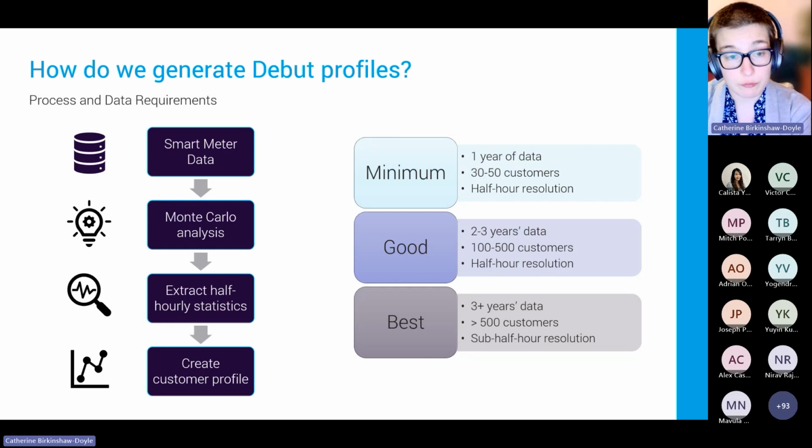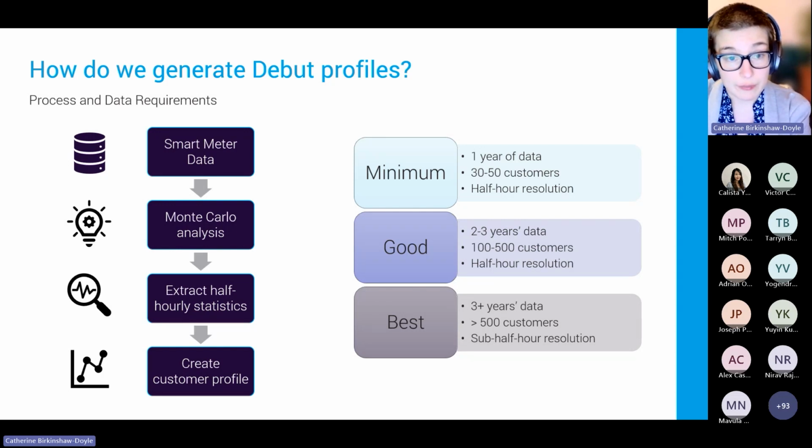But it's relatively easy to create new debut profiles. All we need is an amount of smart meter data, and as Australia in particular has pretty high levels of smart meter penetration, this is relatively straightforward. So we've got a well-established process for generating profiles from smart meter data. At a minimum, we'd be looking at needing about a year's worth of data for 30 to 50 customers. Now, that produces the lowest acceptable quality for profiles, but better, more accurate profiles can be obtained from larger amounts of data.